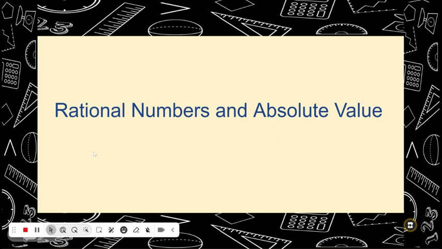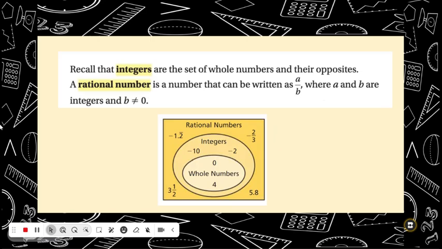Hello class, today we're going to learn about rational numbers and absolute value. So recall integers are the set of whole numbers and their opposites. And a rational number is any number that can be written as a fraction.